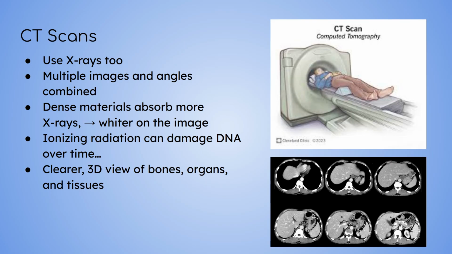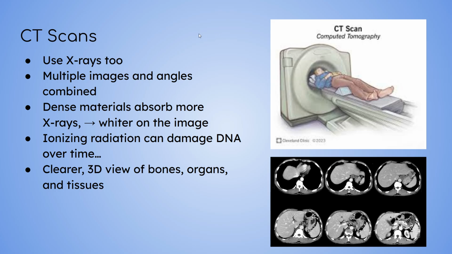So the next one is CT scans. And as you can see on the right, with this machine, the person goes inside of it. They lay down, and then the bed they're laying on moves into the machine or over the area that's being scanned. And you can see below, this is an image from a CT scan. And you can see it's like a cross section.